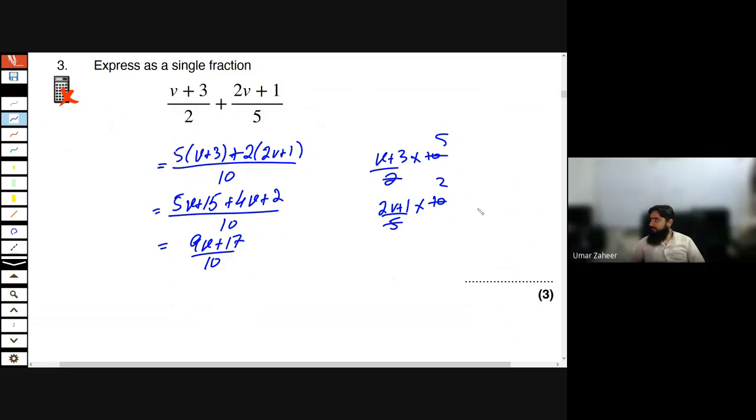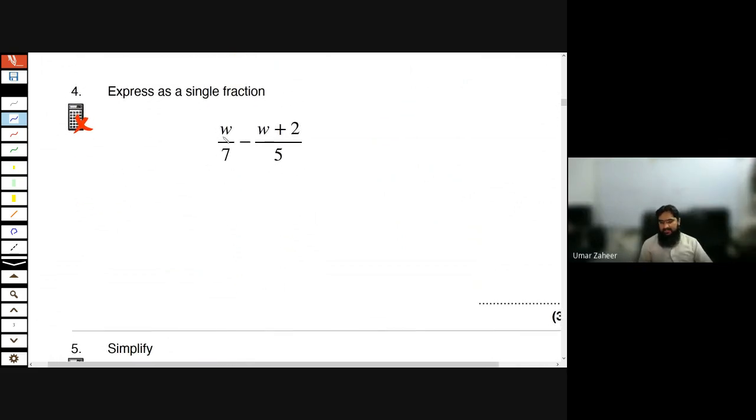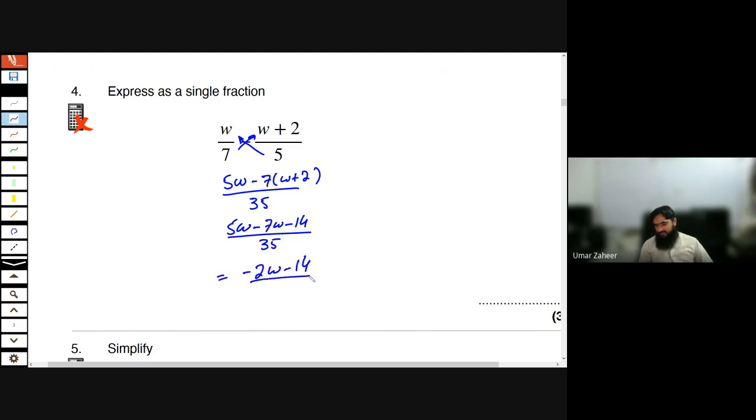All right, so the next one is again a simple fraction. We have 7 and 5. Again, they are co-prime. 7 times 5 is 35. It will be 5w minus 7(w plus 2). I'm doing the cross multiplication because there is no common number in 7 and 5. So 5w minus 7w minus 7 times 2 is 14 divided by 35. So 5 minus 7 is minus 2w minus 14 divided by 35.